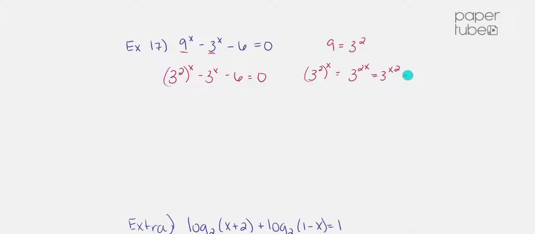And then we can reverse that process again and get 3 to the x squared. These are equal to each other. Even though it seems weird that we can do that, it's because there's multiplication in the middle and multiplication is commutative. So I'm going to go ahead and rewrite that one more time.